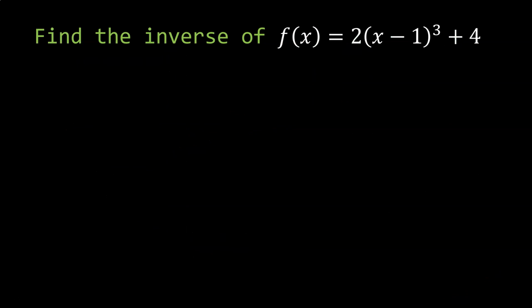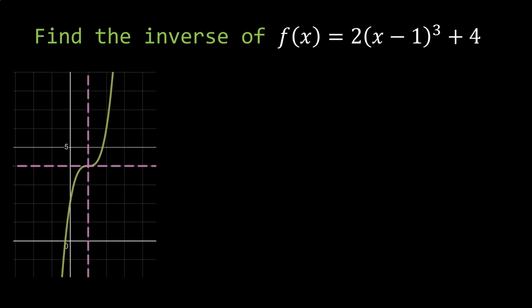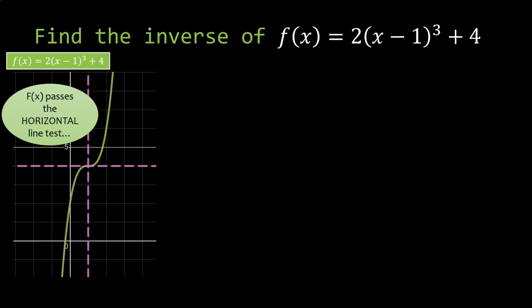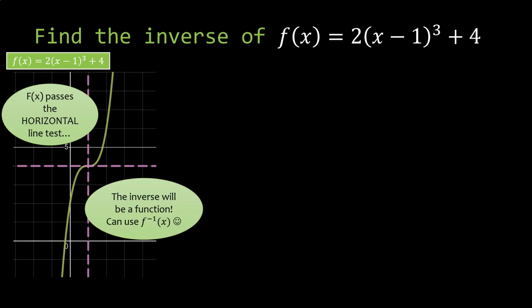Here we have the function f of x equal to 2 times (x minus 1) to the third power plus 4. We already know how to graph by transformation, and it should look like that when we graph. So when we look at the graph of the function f of x, we can say that f of x passes the horizontal line test. Therefore, the inverse of f of x will be a function.